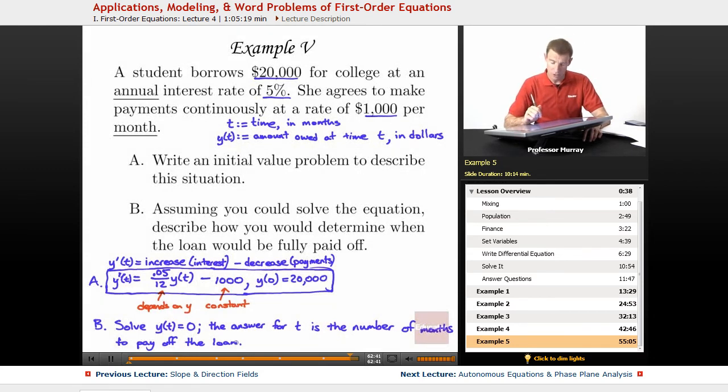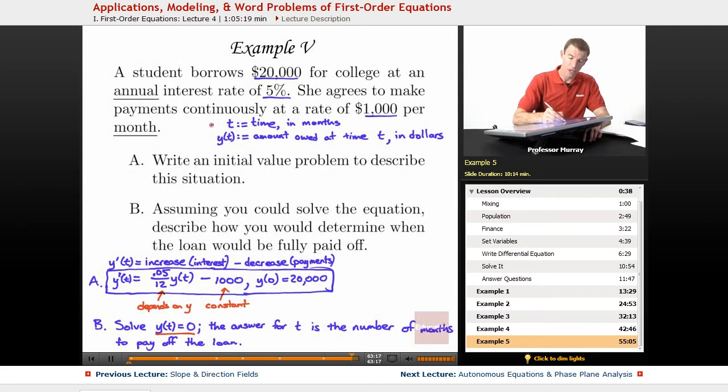So if you could solve this differential equation, and actually you could, it's a linear differential equation, so we could solve it using the techniques that we learned in the previous lecture on linear equations. But if you went ahead and solved this differential equation, then in order to figure out how long her loan is going to last, you would solve y of t is equal to 0 because you're trying to figure out what time it would be when she owes $0. And then whatever you get for t, you would say it's going to take that many months to pay off the loan.